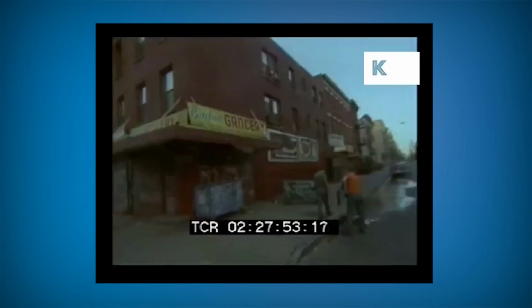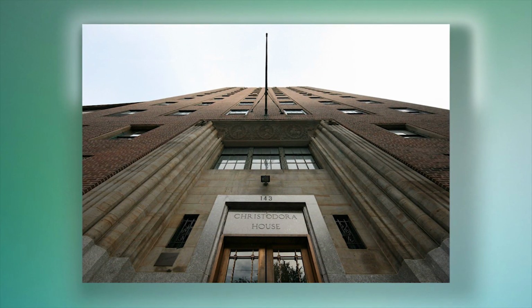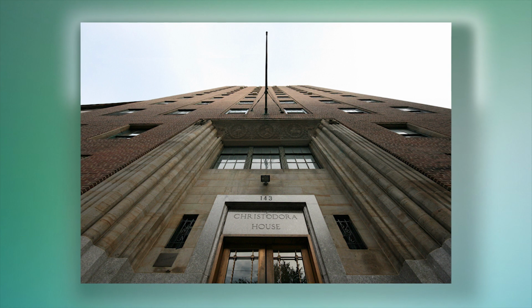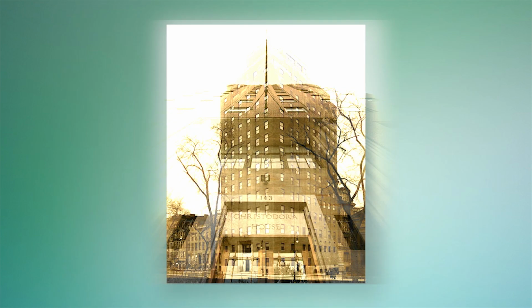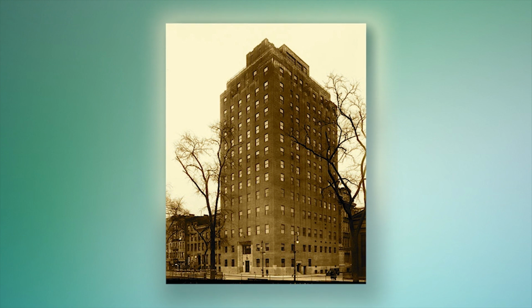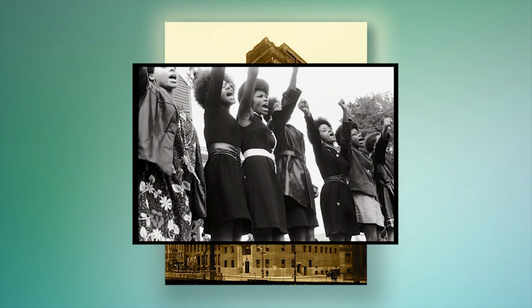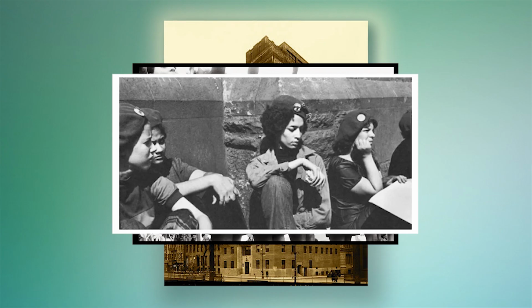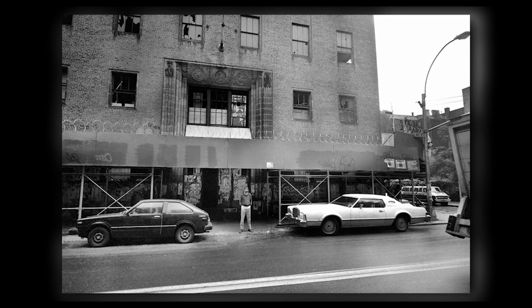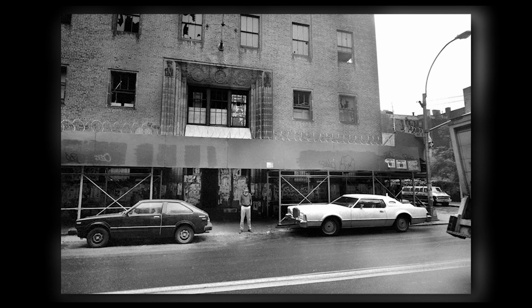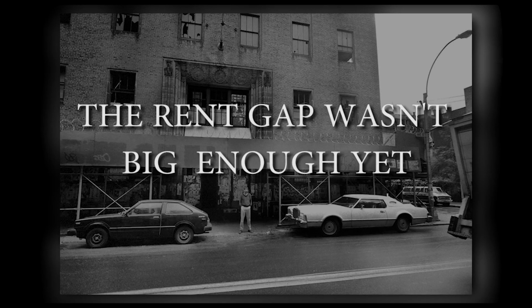Good day. Let's take the Chrisadora Building as an example. Built in 1928 as a settlement house, it was sold to the city of New York in 1947 for $1.3 million. After capital flight from the area, it was used as a community center and, interestingly enough, housed Black Panthers and Young Lords. After the building was run down in the late 60s, no one wanted to buy it at a 1975 auction. Why? Too risky of an investment. The rent gap wasn't big enough yet.